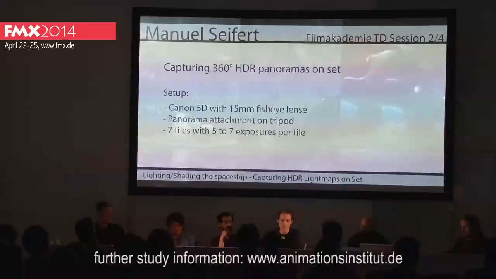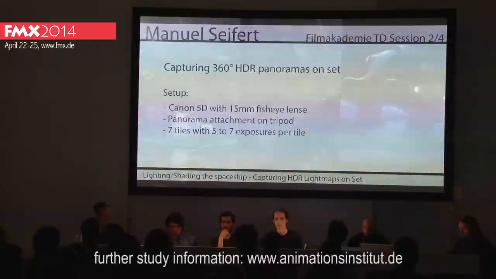We used image-based lighting. I went on the set and captured 360 degrees HDR panoramas for the image-based lighting. The setup was to use a Canon 5D with a 15mm fisheye lens, and I had this panorama attachment on a tripod, and that enables you to turn the camera at certain angles that you can define. So you basically take one HDR image, some exposures, then you turn the camera, take the next HDR, turn the camera, and so on until you have the whole hemisphere. And I took like 5 to 7 exposures per tile.